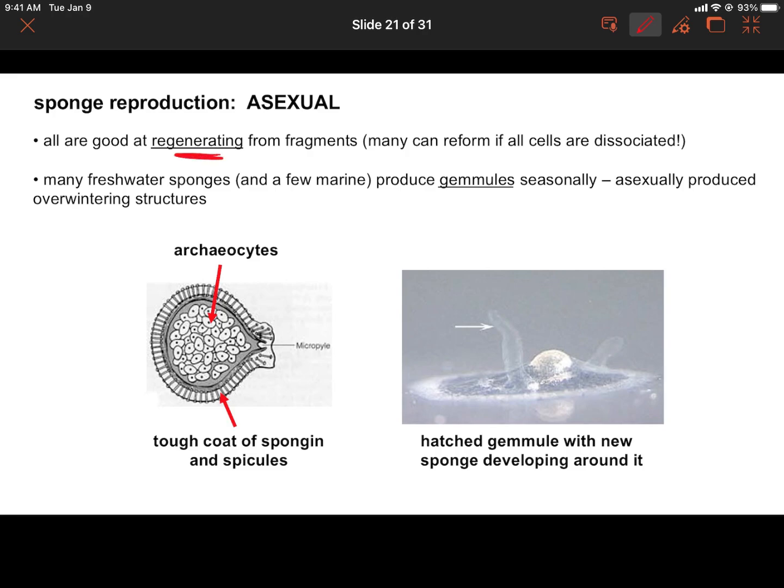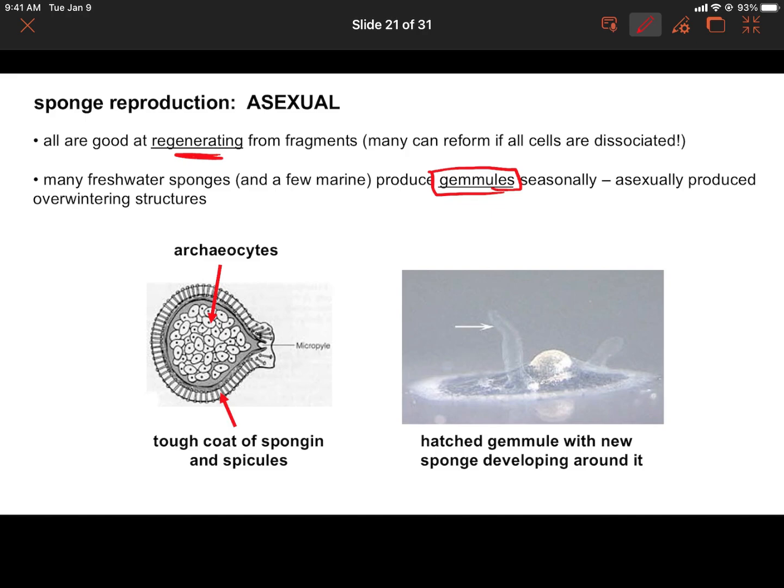of the sponge. I want to point out one way of reproducing asexually that many freshwater sponges do, and very few marine ones do as well, and that is seasonal production of what are called gemmules. Okay, so this is really easy to explain in freshwater sponges. It's harder to understand in marine sponges. So let's talk about freshwater sponges here.